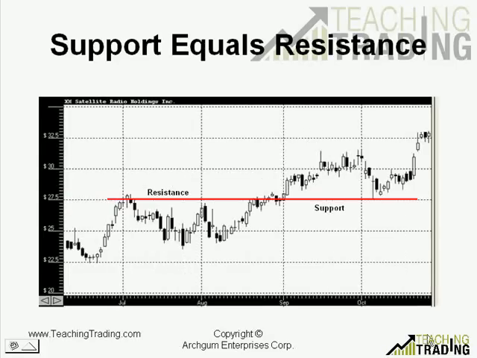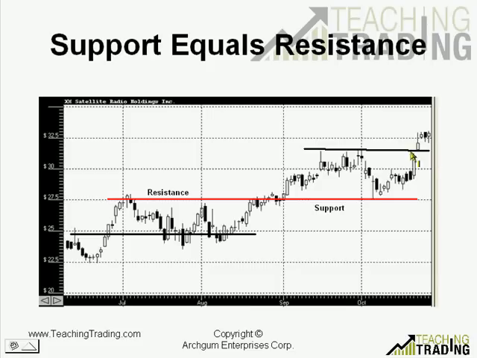Here is another example of how support can equal resistance. So this red line again represents both support and resistance. On the left-hand side, it represents resistance. On the right-hand side, this red line represents support. So we can also draw in additional support and resistance lines. Here we have a support line. Here we have a resistance line.